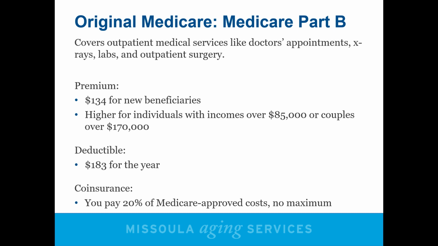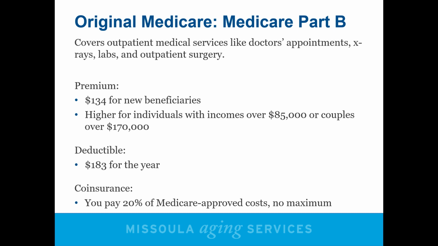Part B does have a deductible also. It's $183, and that's a normal annual deductible like you're used to. And then Part B has coinsurance. After you've paid that $183 deductible, you're responsible for 20% of Medicare approved costs, and Medicare pays 80% on all your outpatient expenses.